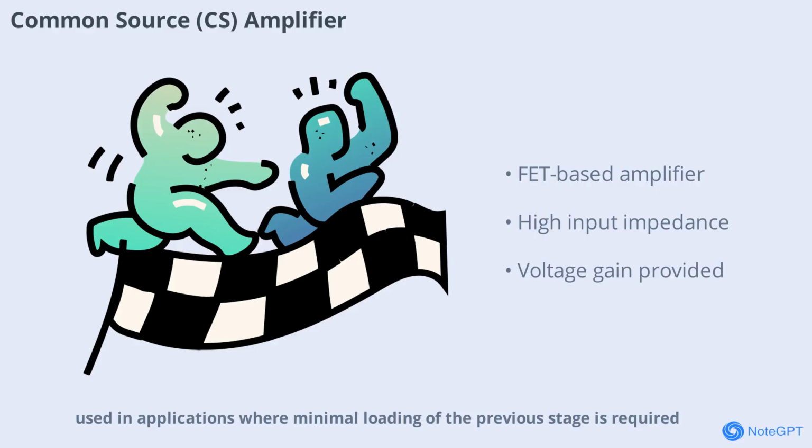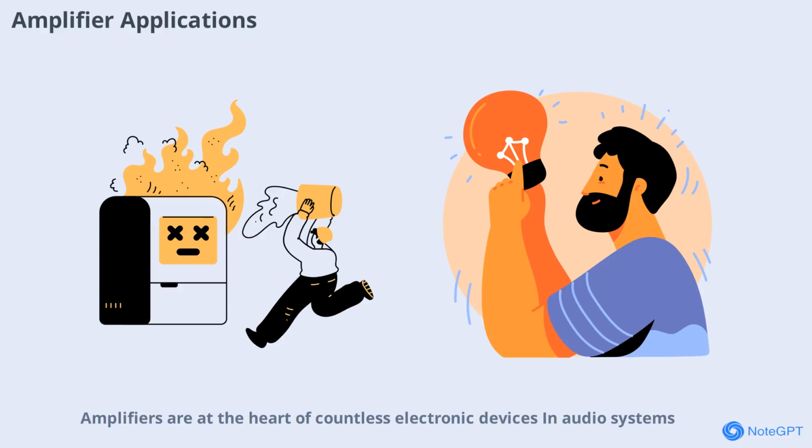previous stage is required. They are especially useful in radio frequency and audio circuits, providing both voltage gain and signal amplification. Amplifiers are at the heart of countless electronic devices.